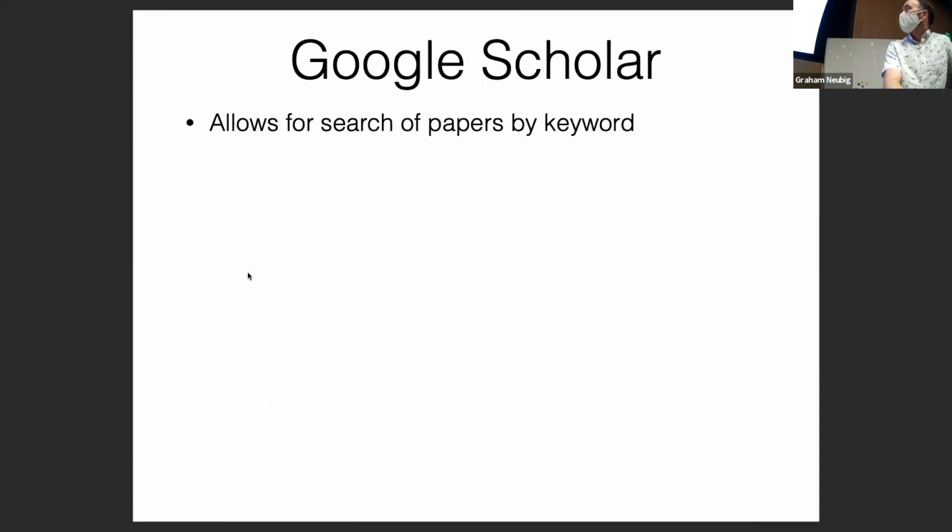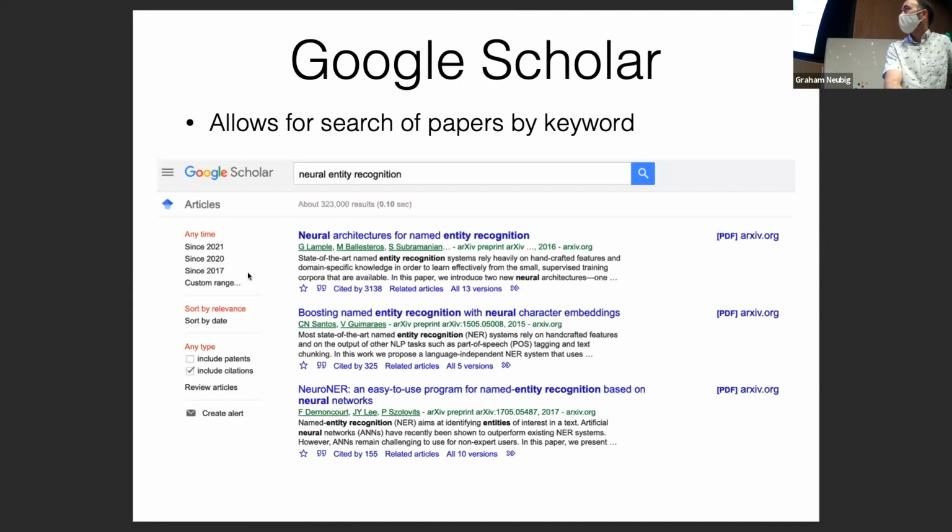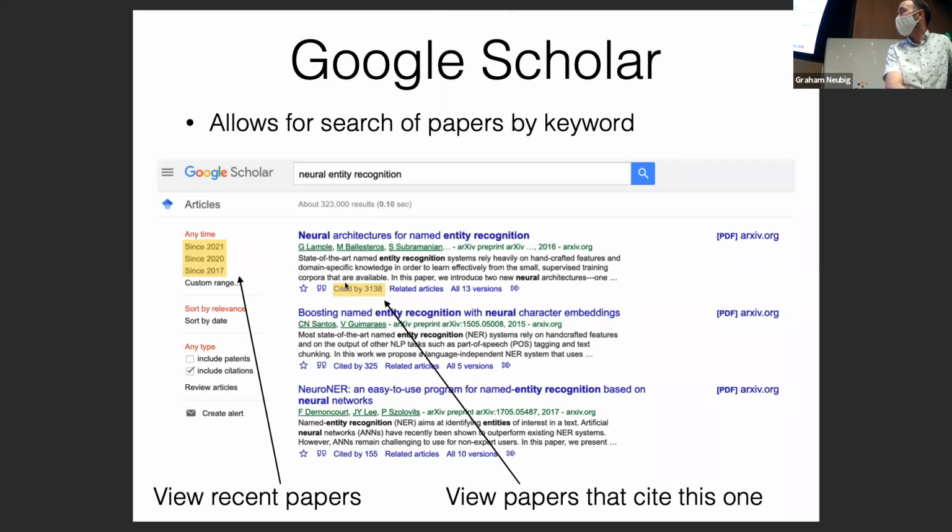Google Scholar also allows for search of papers by keyword. I just randomly put in neural entity recognition. I don't know why I picked this, but that gives you some papers like Neural Architectures for Named Entity Recognition, Boosting Named Entity Recognition with Neural Character Embeddings. You can also pick more recent papers if you want to find the more recent papers. And you can also follow a citation link to view papers that cite this one.